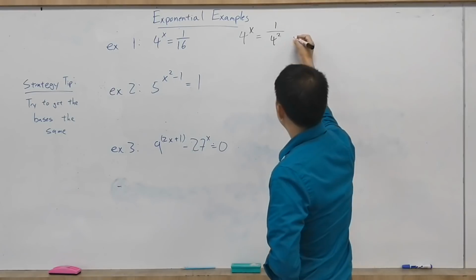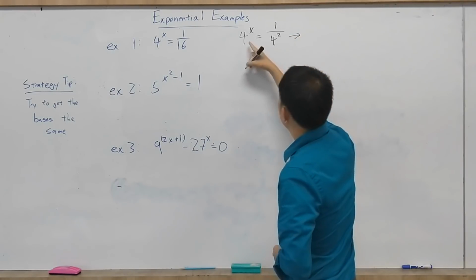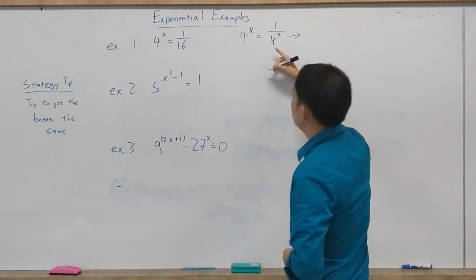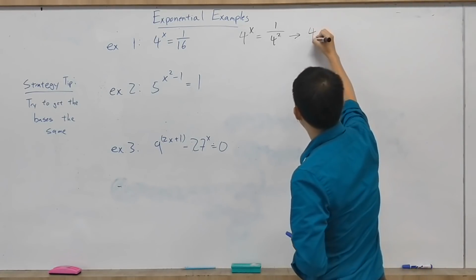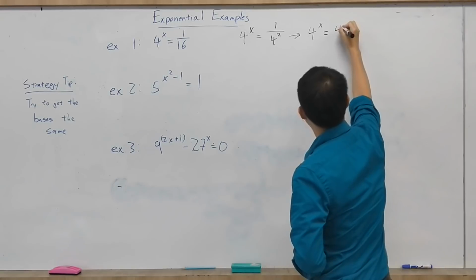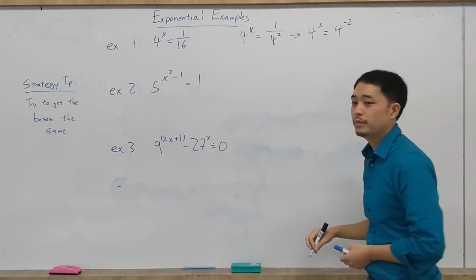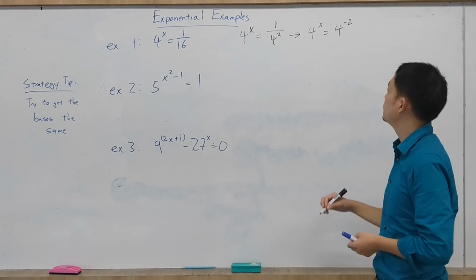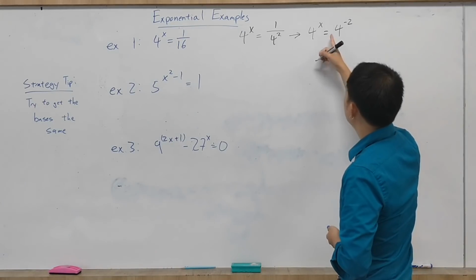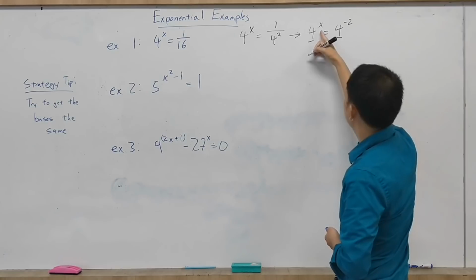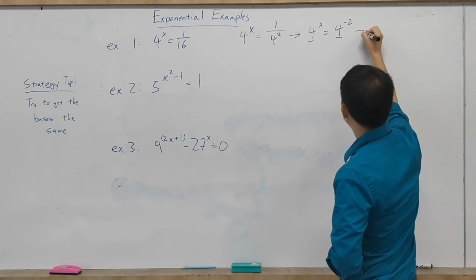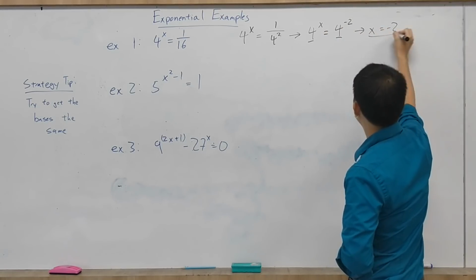I'm going to continue to change this by saying 1 over 4 squared is the same as 4 to the power negative 2, right? So 4 to the power x equals 4 to the power negative 2. That's our negative exponent rule, right? And finally, now that we have our identification, we have the same base, I can say that x equals negative 2. We're done.